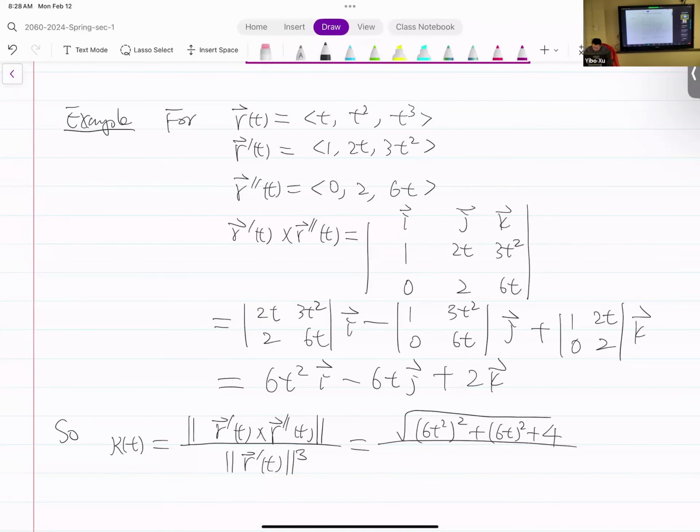the square root of R prime, so it's going to be 1 plus, then we have calculated, right? So 4t squared plus 9t to the 4. So this radical we raise to the power 3.